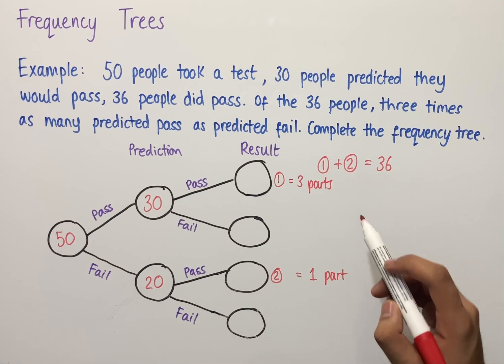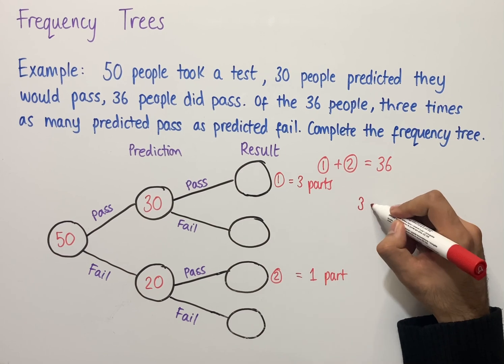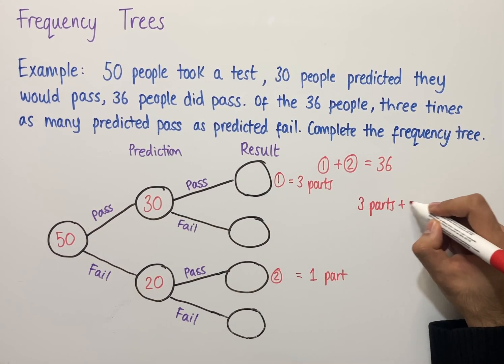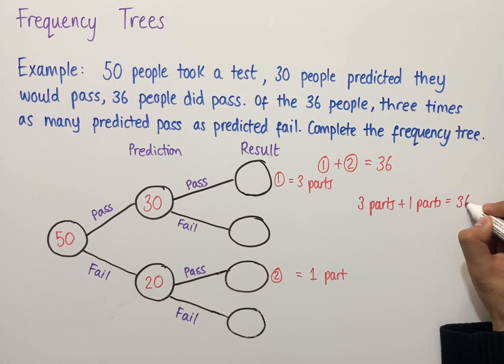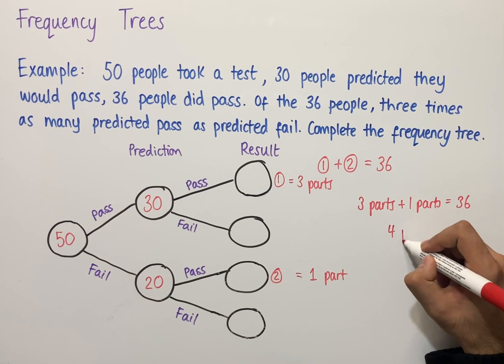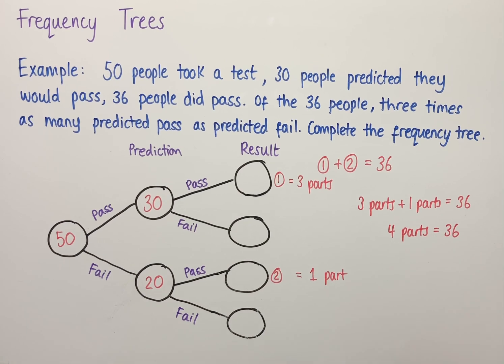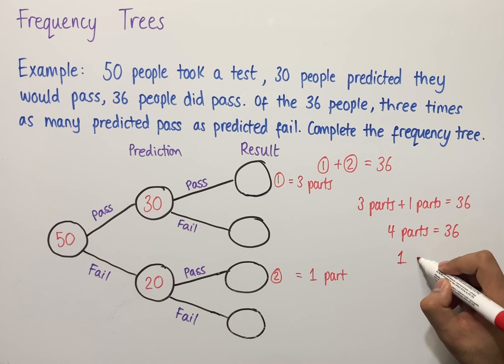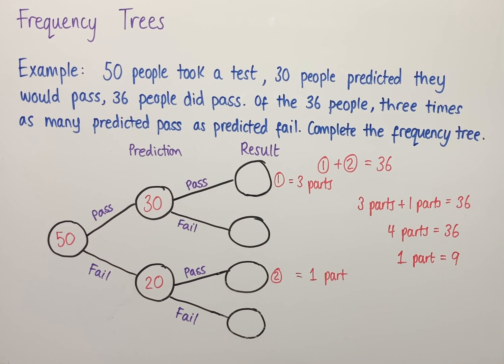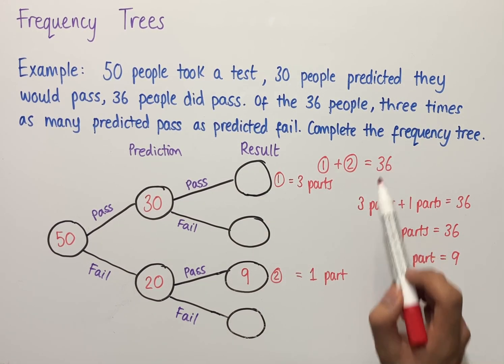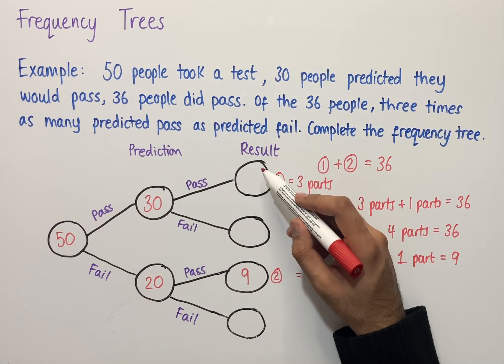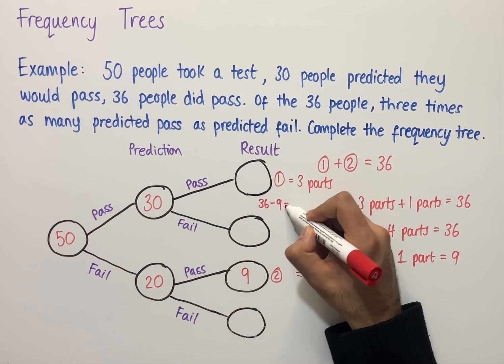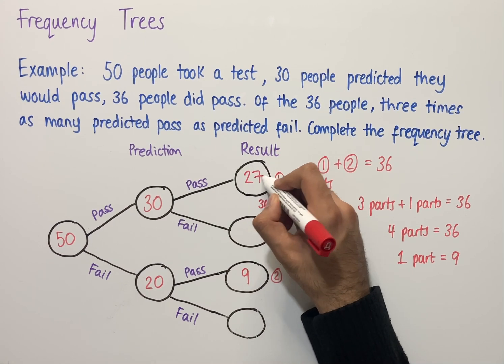And so in our equation, we would have circle 1 as 3 parts, plus circle 2 as 1 part, which would equal 36. So in total, we have 3 plus 1, which is 4 parts, which is equal to 36. And so for 1 part, we divide both sides by 4, and we get 1 part equals 9. In other words, the number of people that predicted fail but actually passed is equal to 9, since this circle represents 1 part. And so we have 9 inside this circle, and we know that both of these, 1 and 2, must add up to make 36. And so to work out the number that goes in this circle, we have 36 minus 9, which equals 27. And so we can write 27 inside here.